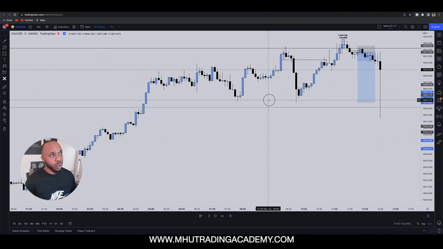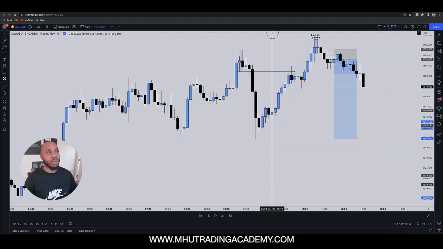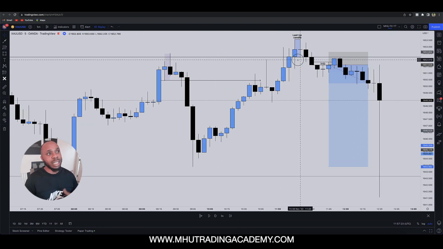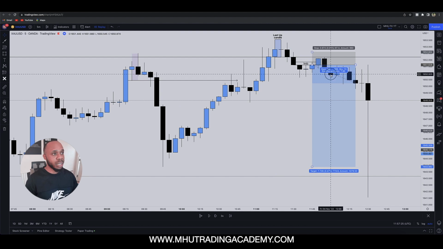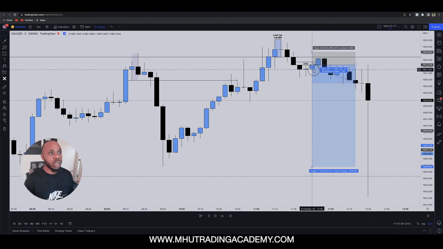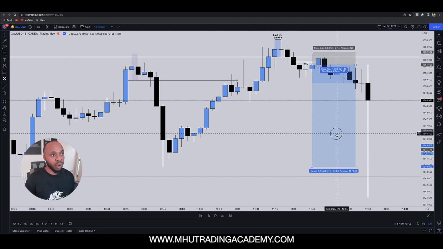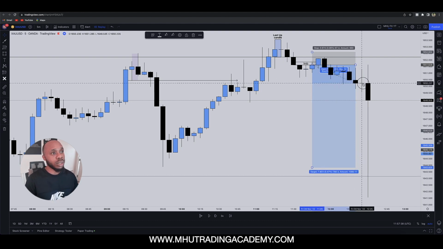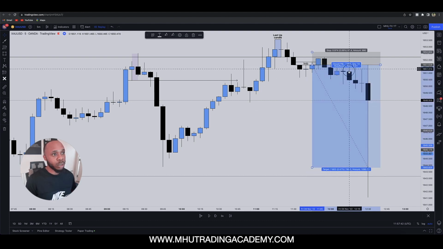So guys, we used the main imbalance. That was going to be our point of interest. And then I had to go down into a lower time frame, the 1 minute time frame, and look for the imbalance on the lower time frame to catch this entry, to then run it to the bottom side. And as you guys saw, price shot to the downside. Let's quickly expand this out. There we go.